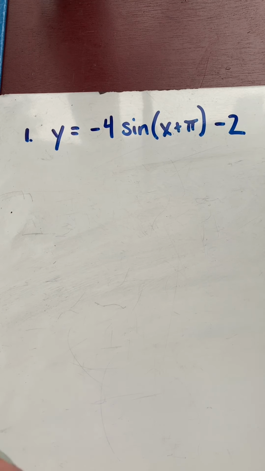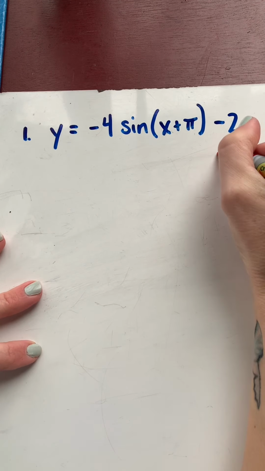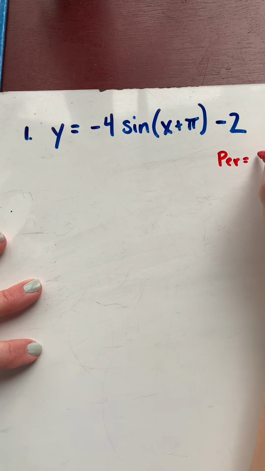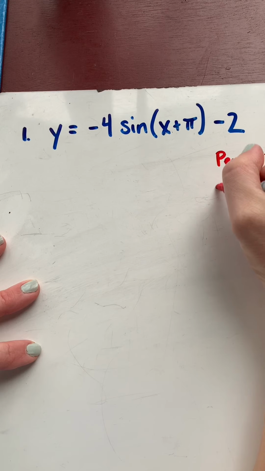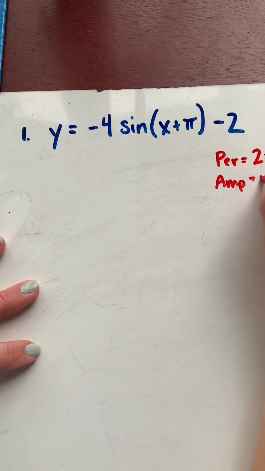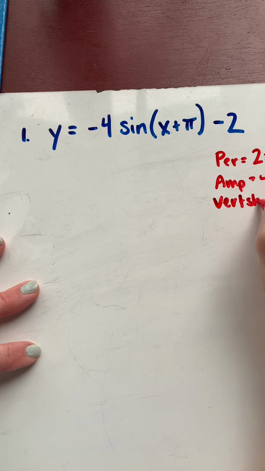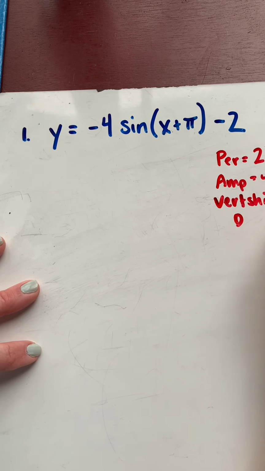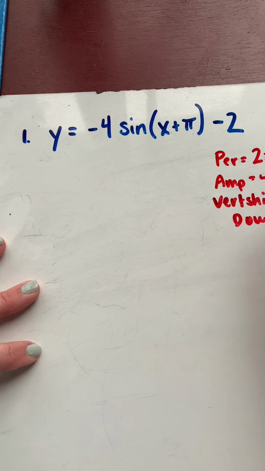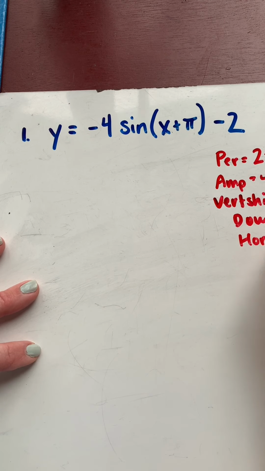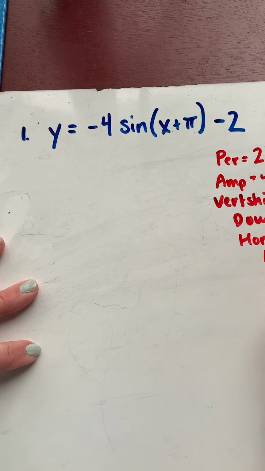So if I'm doing this problem, I might be writing down what the period is, what the amplitude is, the shifts are, and things like that. So I know that the period is still 2 pi because there's no coefficient in front of the x. I know that the amplitude is 4. I know that I have a vertical shift down 2, and I know I have a horizontal shift to the left pi.